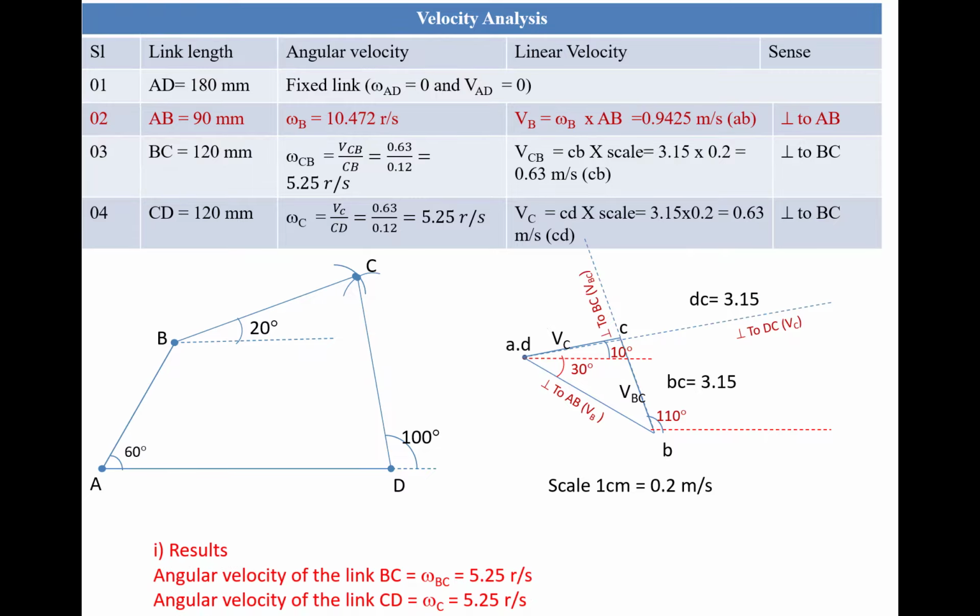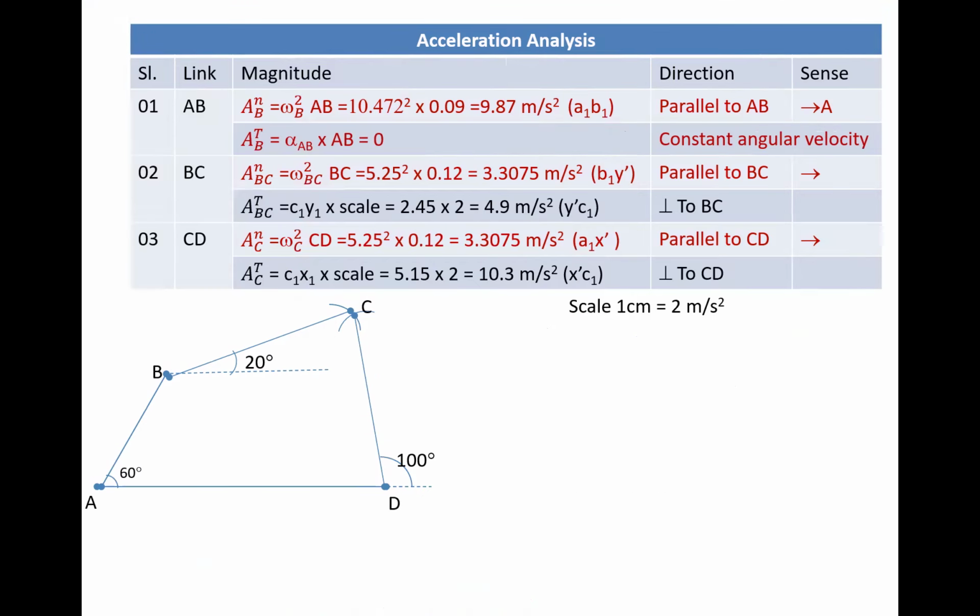Now second is acceleration. Okay. Now how to plot acceleration? Now again, we need to find out the normal component by taking R into omega square, and the tangential component by taking R into alpha. Now in our case, we don't have angular acceleration. So angular acceleration will be 0. Okay. So we'll find out normal acceleration by multiplying R into omega square. So these are the values.